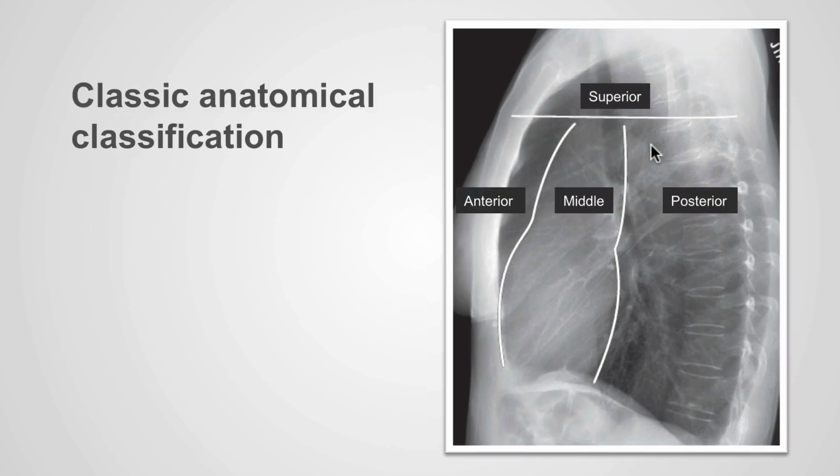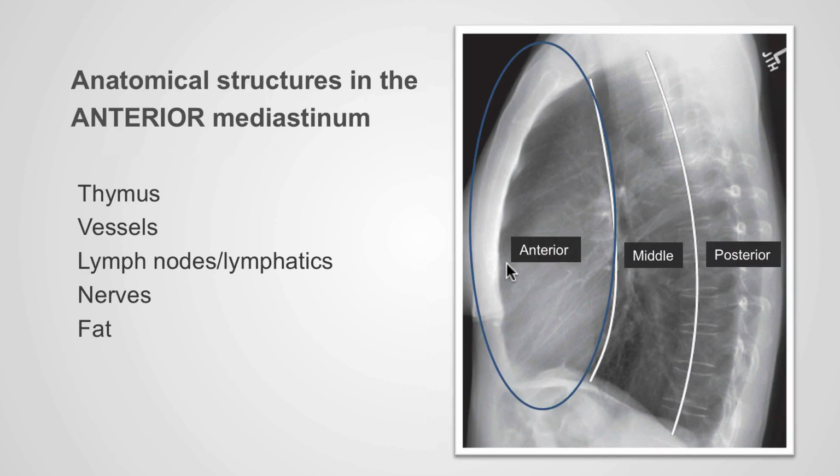If we compare now Felson's classification with the classic anatomical classification, we see that there is a big difference. Here we see the anterior mediastinum is lying anterior to the anterior pericardium. What are the anatomical structures that lie within the anterior mediastinum? Within the anterior mediastinum, we have the thymus, we have blood vessels, we have lymph nodes, we have nerves, and we have fat.